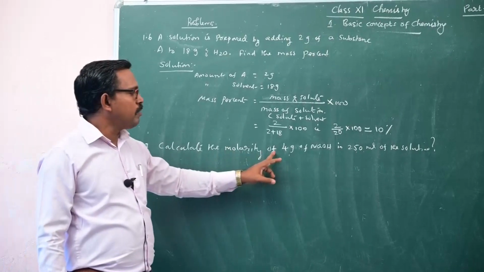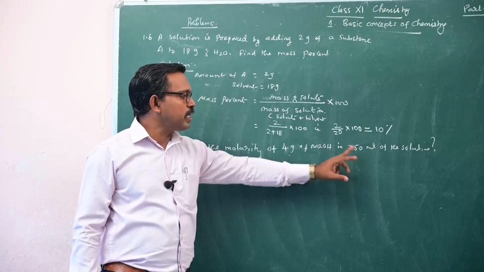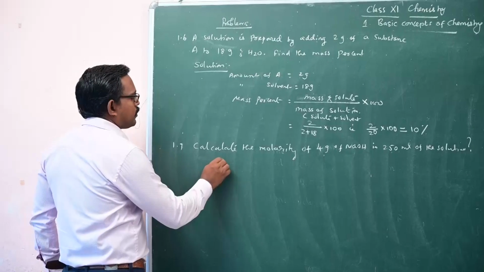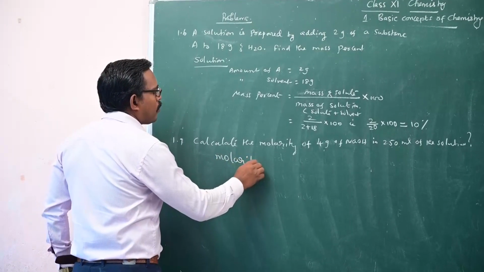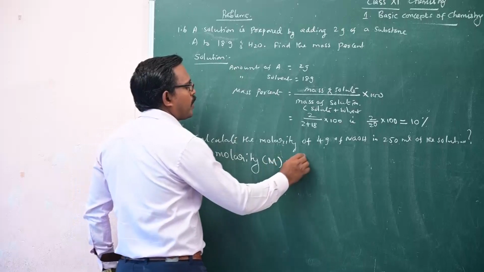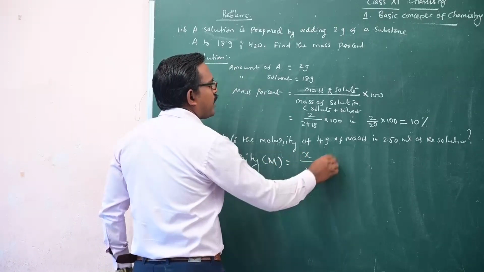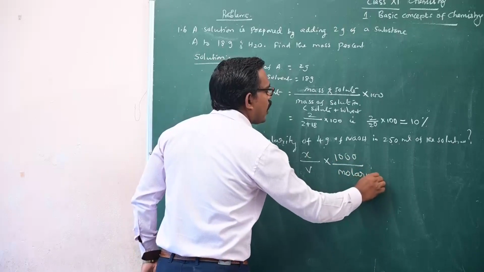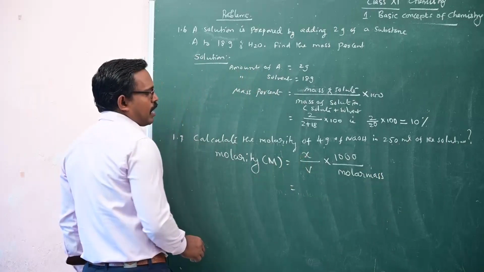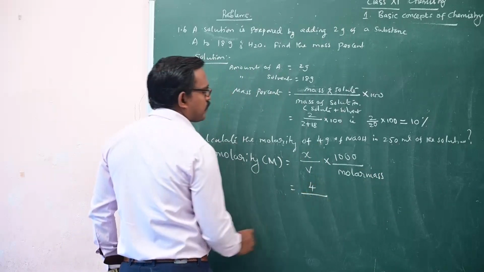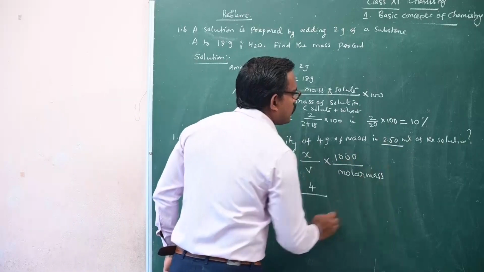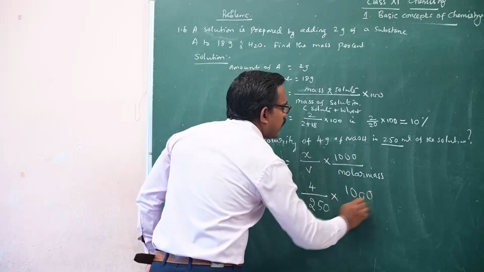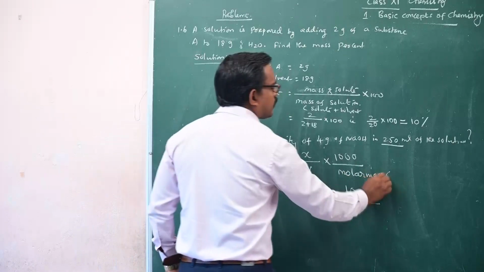Calculate the molarity of 4 gram of sodium hydroxide in 250 ml of the solution. So, molarity M is equal to, I already told you the formula, x by V into 1000 divided by molar mass. It is a simple formula. So, x is the amount of solute, that is 4 gram. V is the volume, 250 ml, 250 into 1000 divided by molar mass of sodium hydroxide.